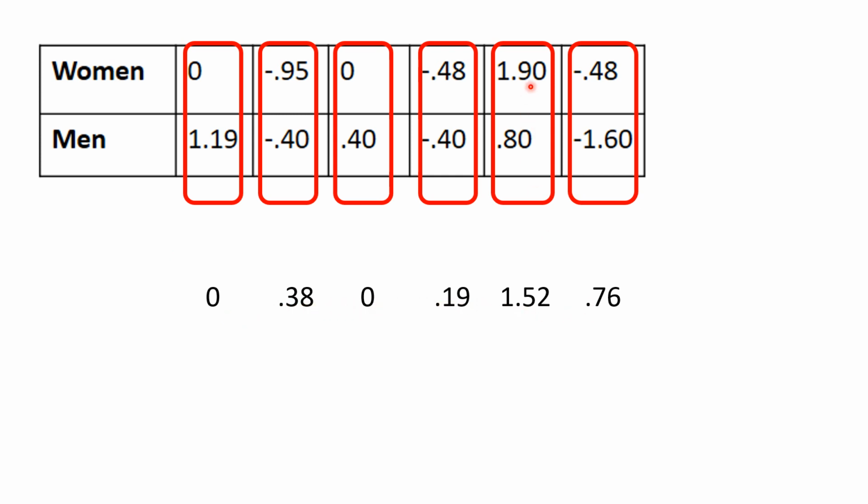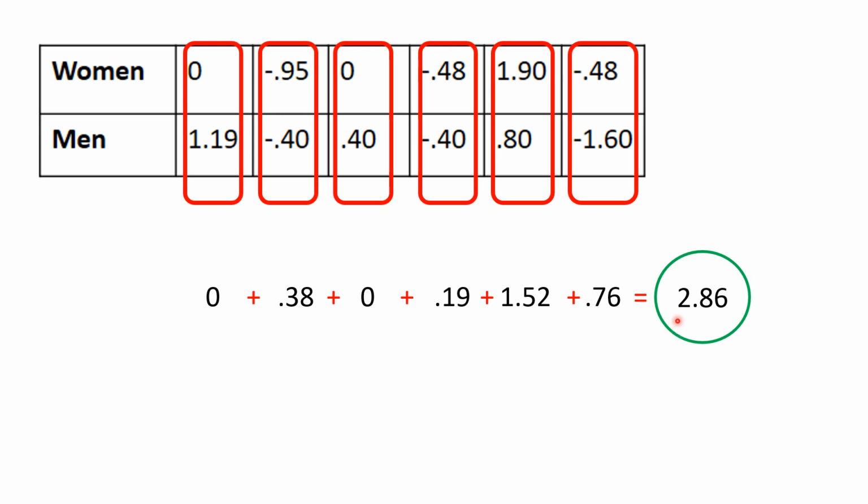1.90 times 0.80 will give you a multiplication product of 1.52. 0 times 0.40 will give you a multiplication product of 0. So we've got our multiplication products. Now, remember I gave you the steps on an earlier slide. The next step is we add up all of these multiplication products, and they all add up to 2.86. That is our added sum.